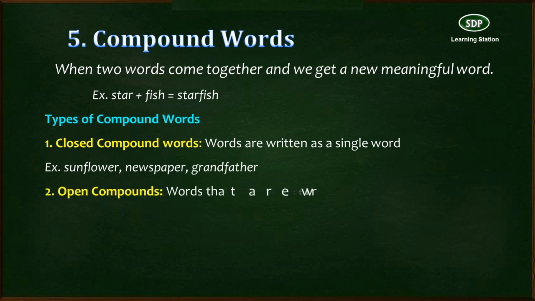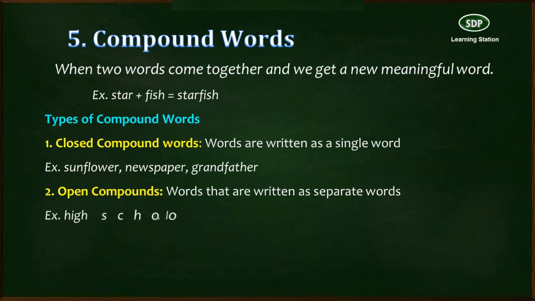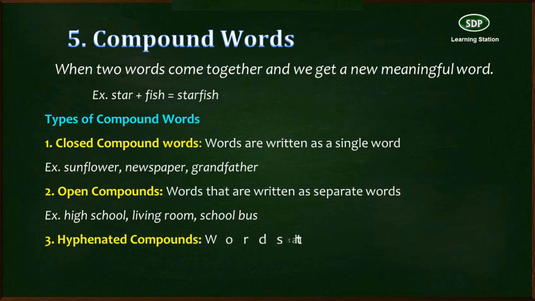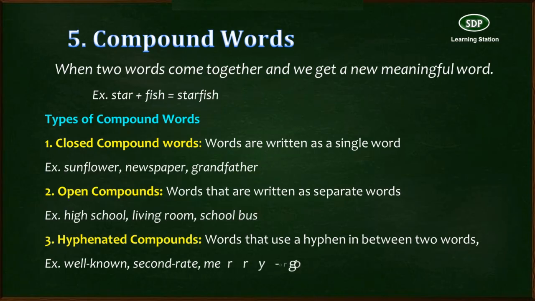2. Open compounds means words that are written as separate words. Example: high school, living room, school bus. 3. Hyphenated compounds means words that use a hyphen in between two words. Example: well-known, second-rate, merry-go-round.